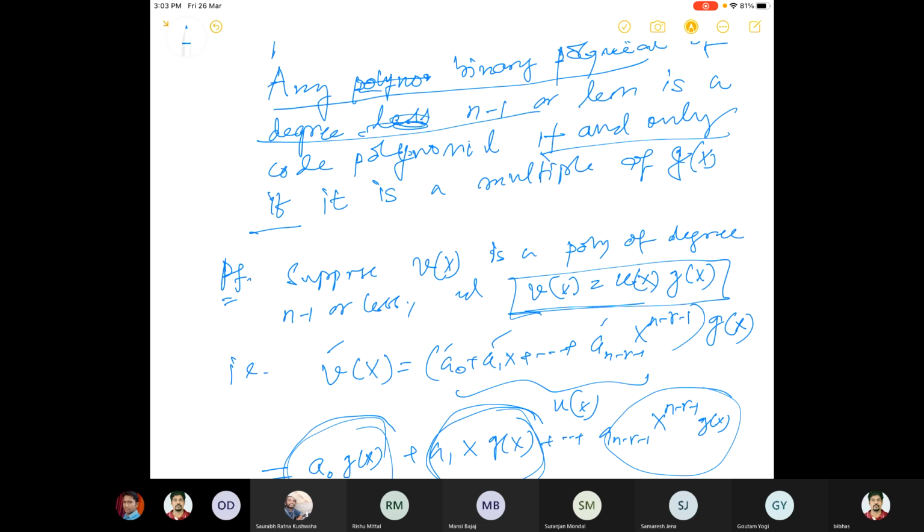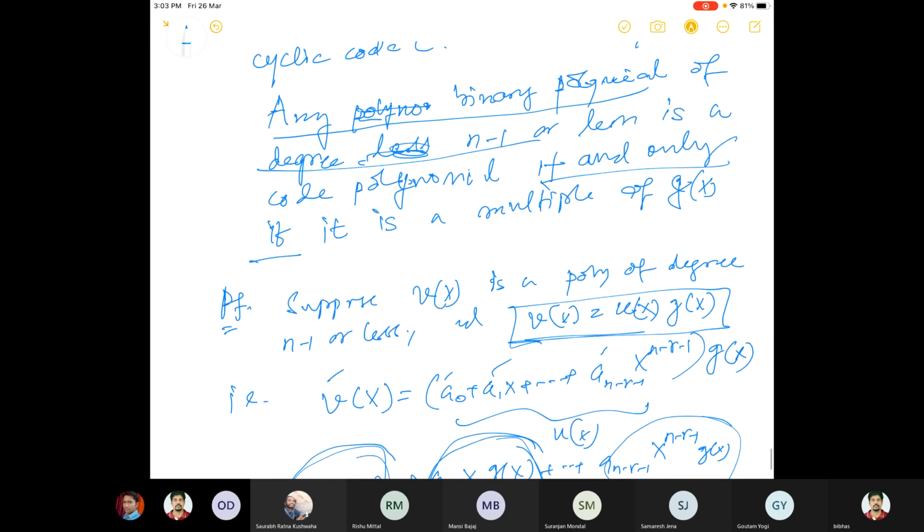Now we have to prove the reverse. So we have to assume that it is a code polynomial, and then what is the converse? Can anybody tell me what will be the converse?